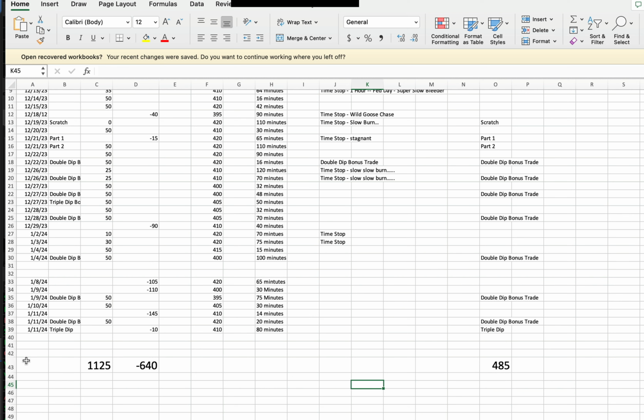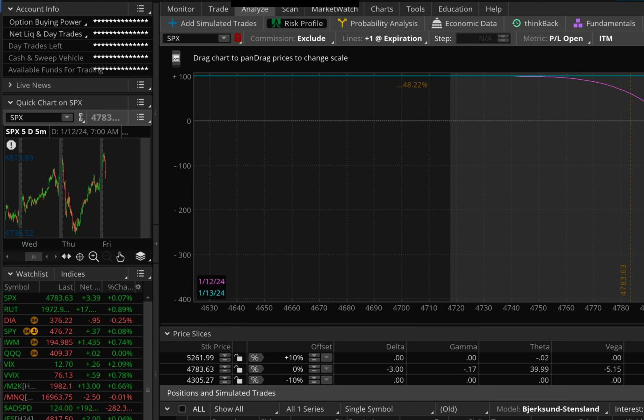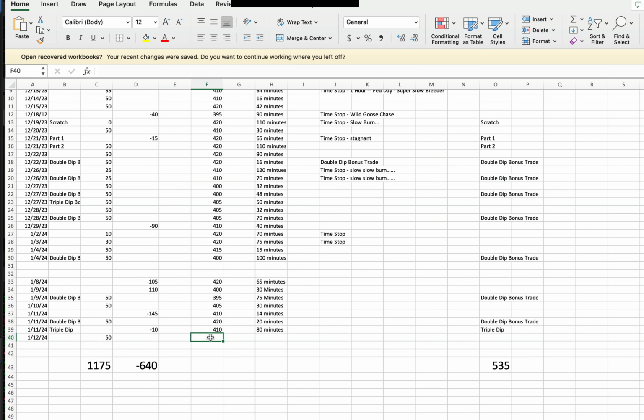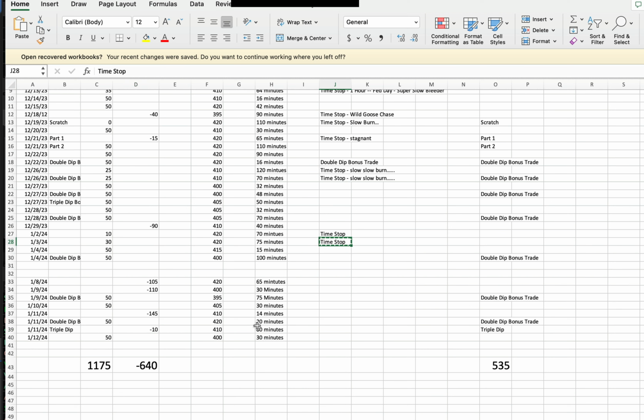Okay, here we go. Here's our Excel sheet. So today is 112.24. Made 50. The risk on this was 400. And we were in there for 30 minutes. And there we go. Okay, so this was a time stop yesterday. I forgot to put that in there. Time stop.